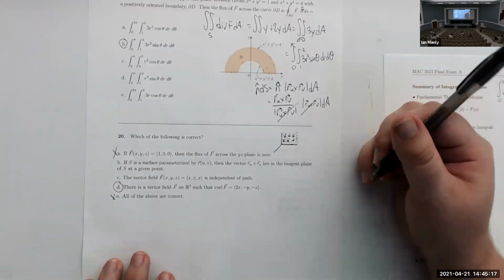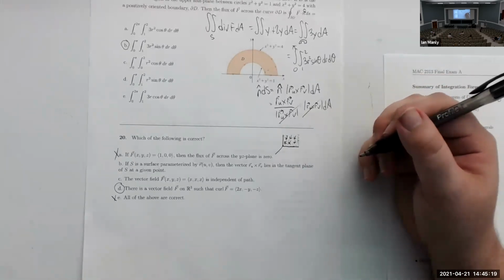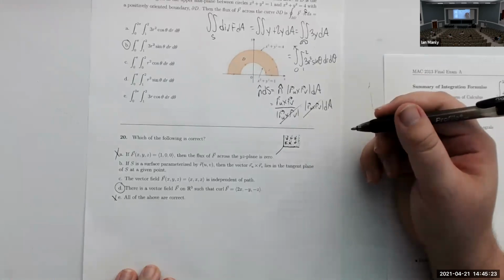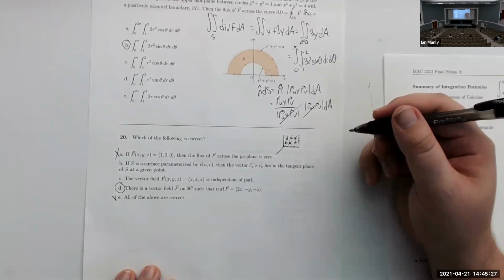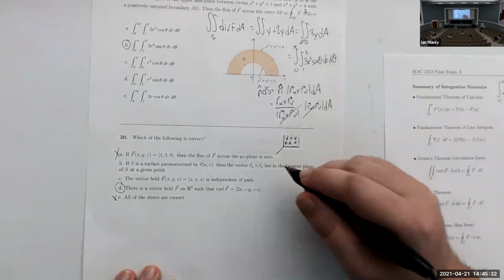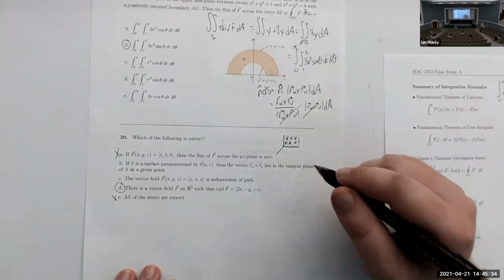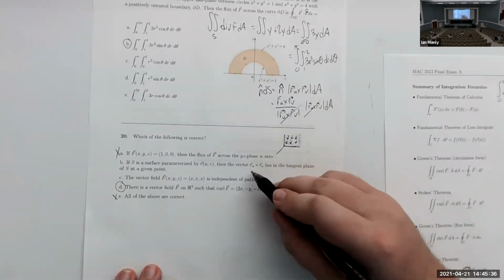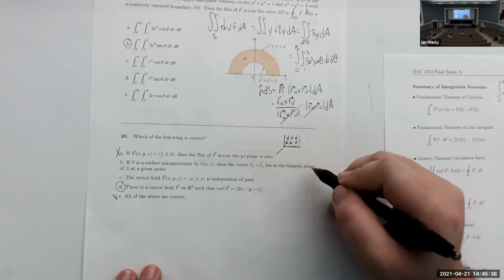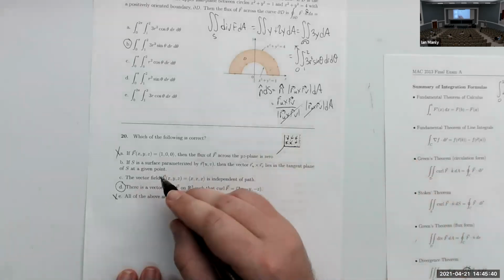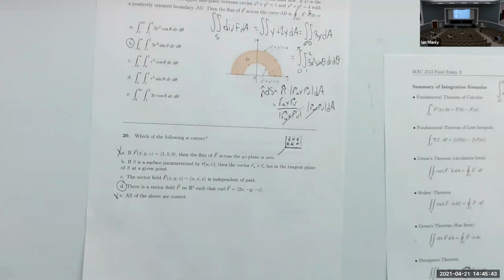All right. B, if S is a surface parameterized by r(u,v), then the vector r_u cross r_v lies in the tangent plane of S at a given point. So this statement is almost true. The only thing that's wrong is that this vector is perpendicular to the tangent plane of S at a given point.